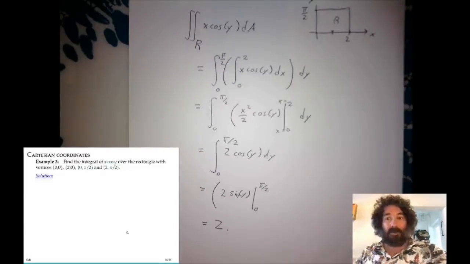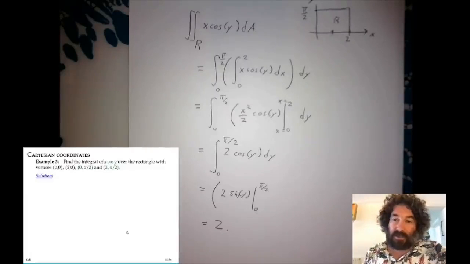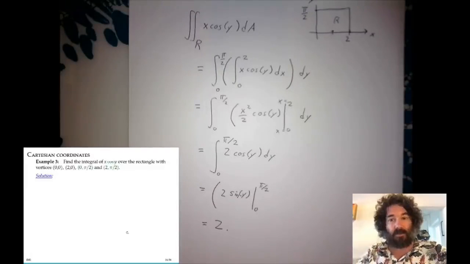Okay, so that's it for the first lecture. In the next lecture, or the next video, we're going to look at some applications of double integrals. So finding the mass of a plate with varying density, and also something called the moment of inertia.